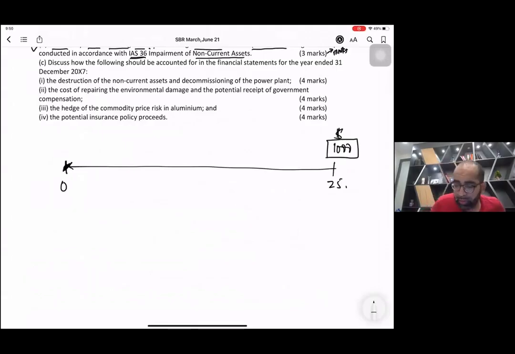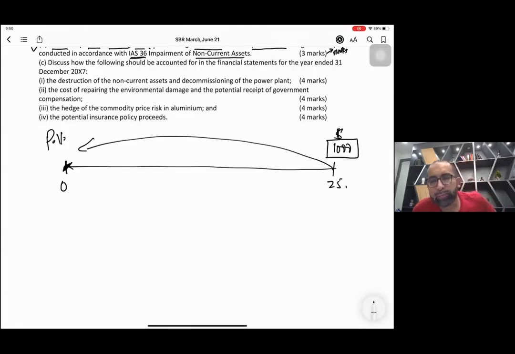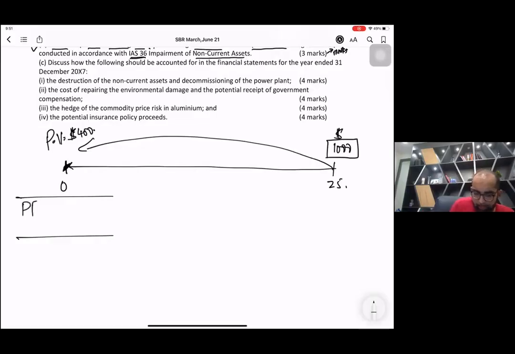So what we do, first of all, we calculate the present value. As the gap is very large, it's 25 years, the present value came out to be $400. Listen very carefully. This is all basic accounting, please. $400. So how do you make this entry? You capitalize it. You write PPE.